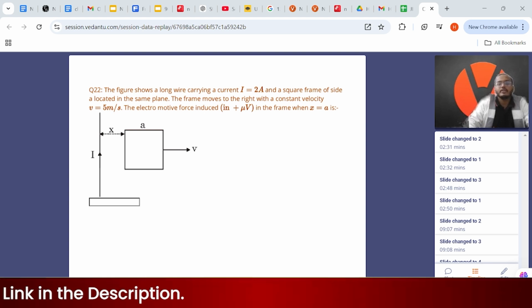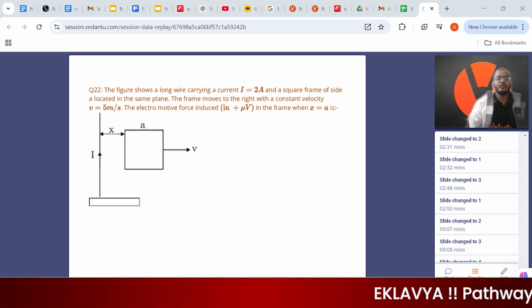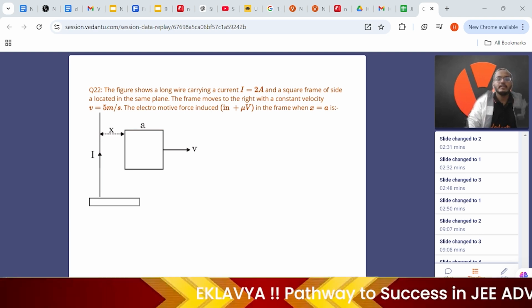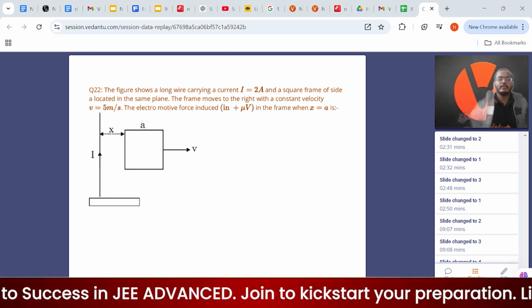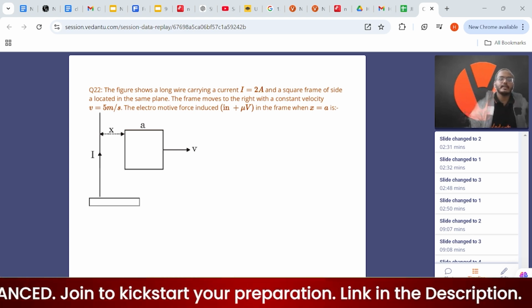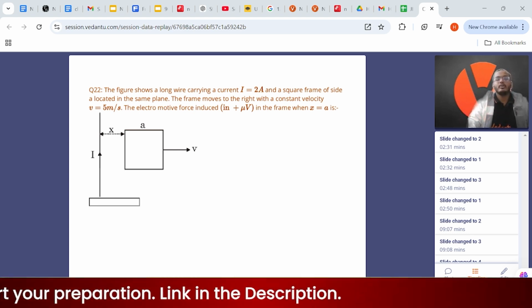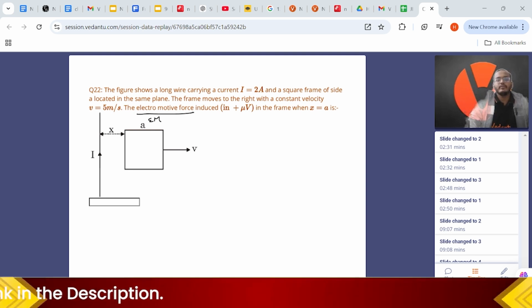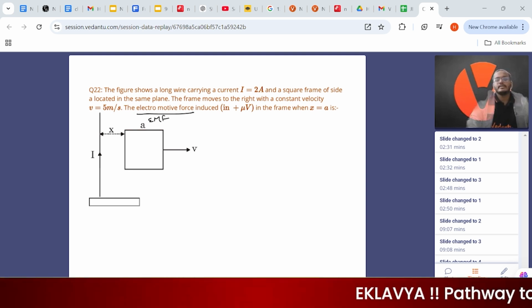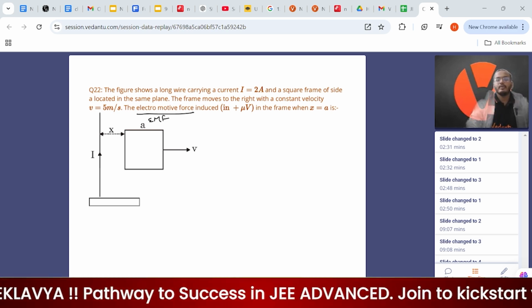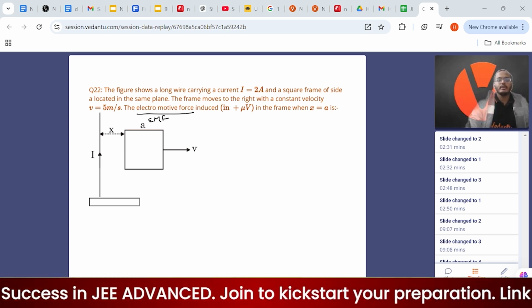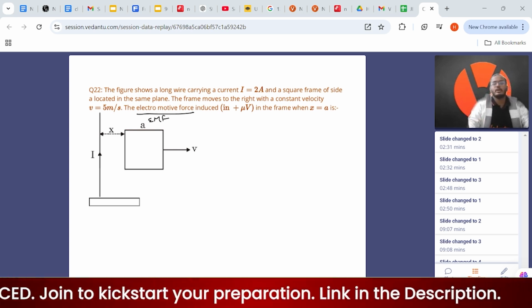Next question. The figure shows a wire carrying I equals 2 A. A square frame of side a is located in the same plane. The frame moves to the right with a constant velocity of v equals 5 meters per second. The electromotive force, do not get confused with the word, it's just EMF, induced in the frame when x is equal to a. They just want to calculate it.